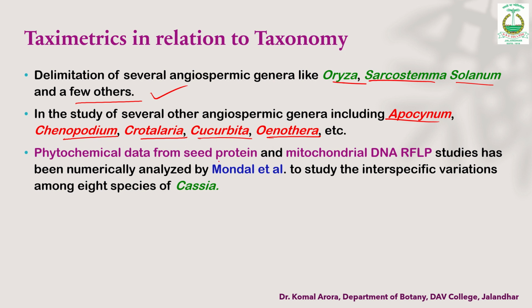Then phytochemical data from seed protein and mitochondrial DNA data from RFLP technique have been merged with the numerical data by Mondal et al. and have been studied for the identification of interspecific variations among 8 different species of Cassia. So here the taximetric has been overlapped with the biochemical data.